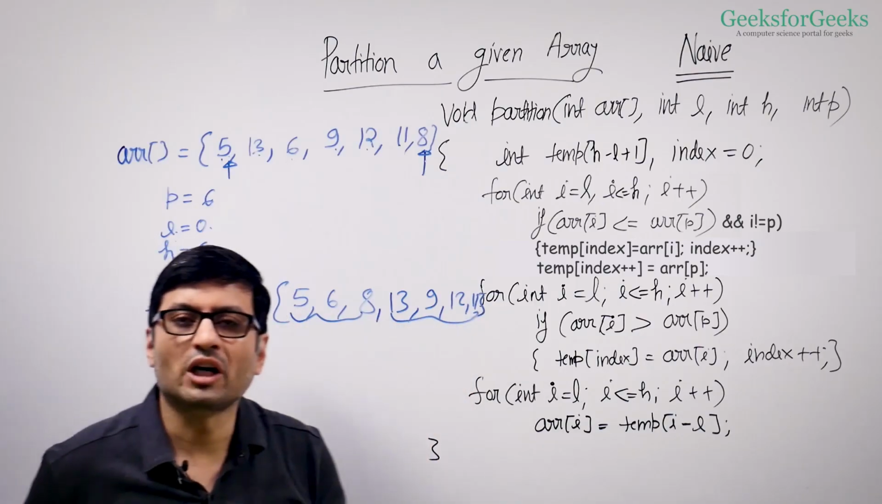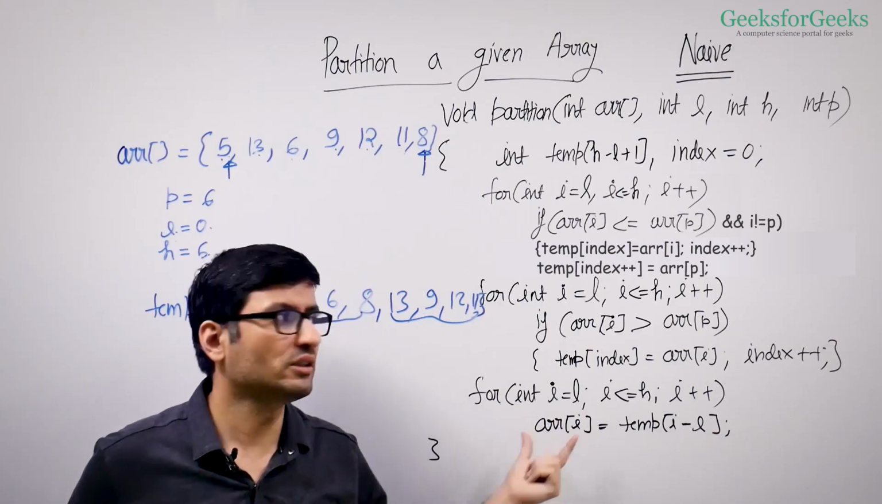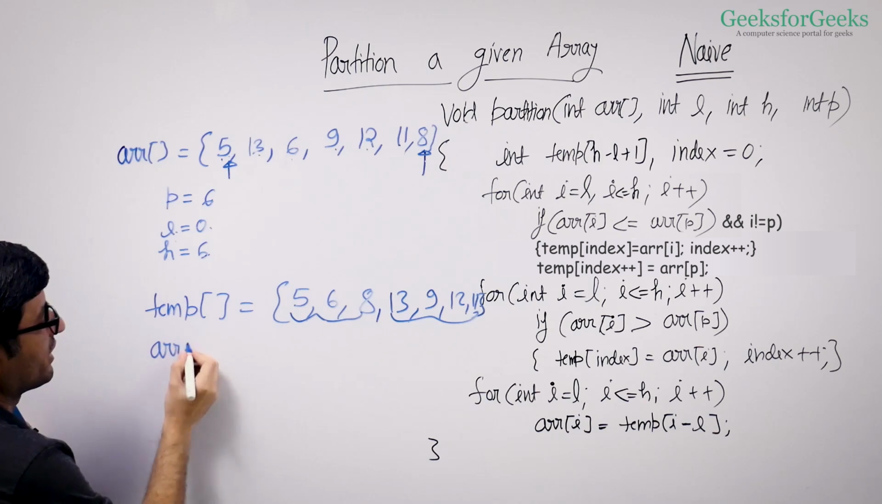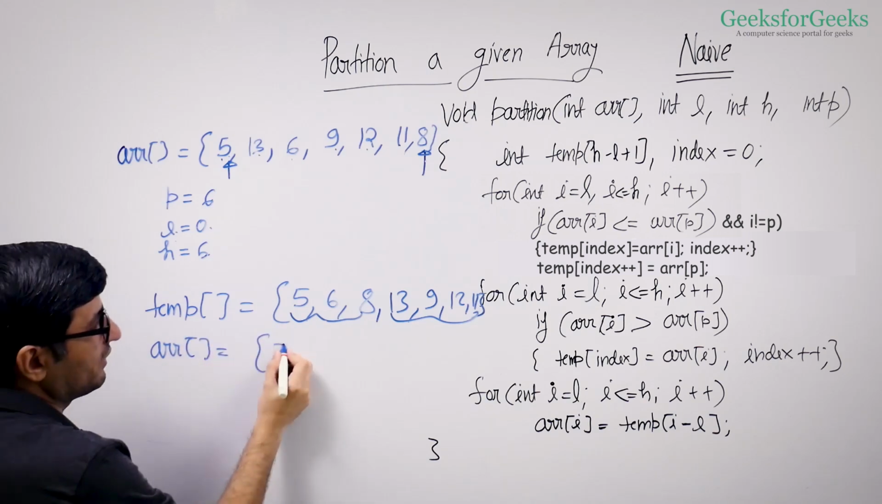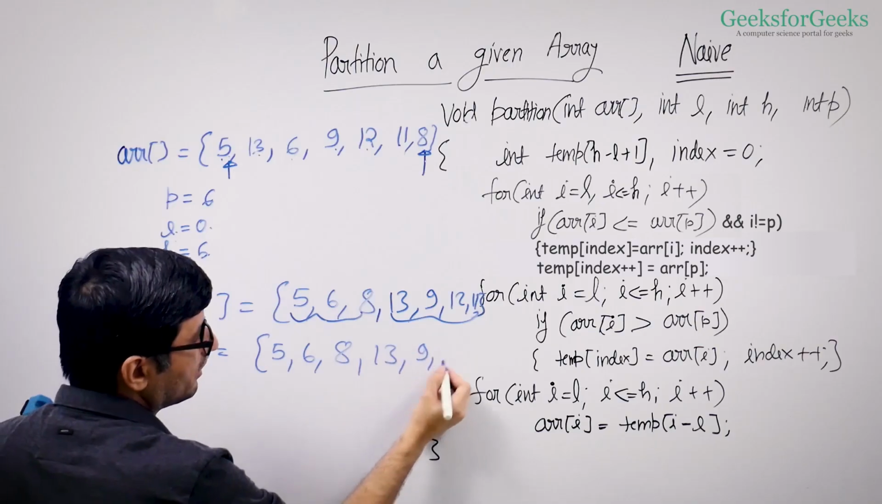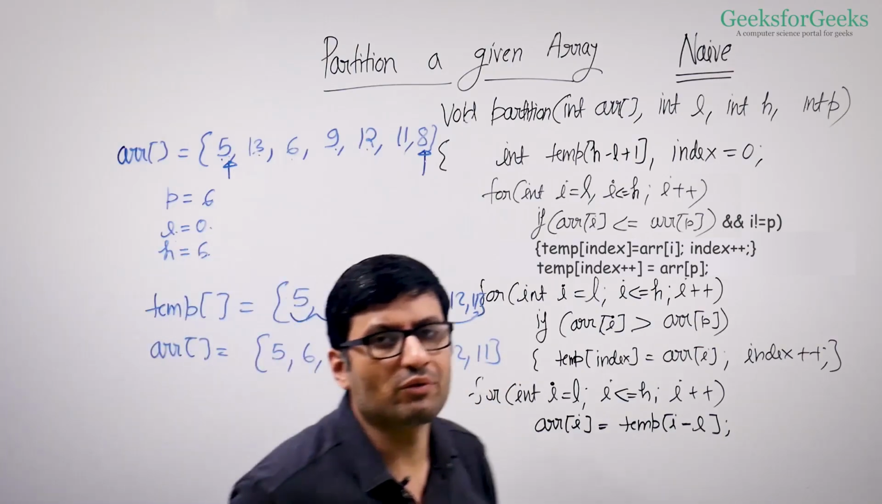So all we need to do now is copy this temporary array back to our original array. So we copy these elements back and our original array becomes a copy of temp, which is 5, 6, 8, 13, 9, 12, 11. So this is a naive way of partitioning.